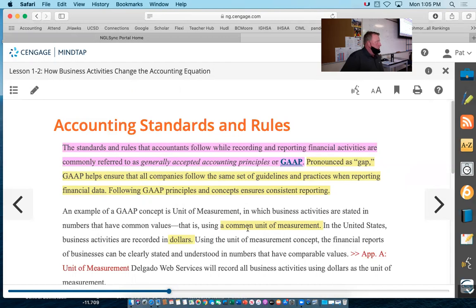One of the examples they show is a common unit of measurement, so they call it the unit of measurement concept or principle. A company is not going to journalize the amount of stuff, like 500 barrels of Kool-Aid or whatever. No, they're going to use how much it costs to sell those 500 barrels. So unit of measurement would be the generally accepted accounting concept. That just means we're using dollars. Okay.